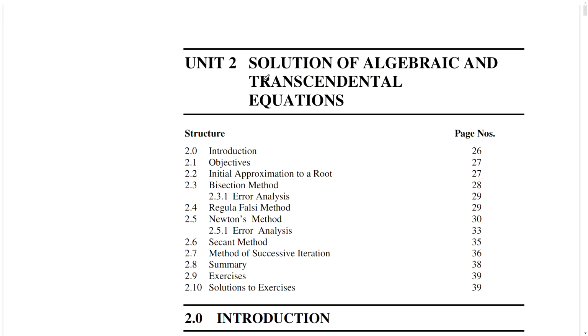Unit 2, Solution of Algebraic and Transcendental Equation. Structure: Introduction, Objectives, Initial Approximation to a Root, Bisection Method, Error Analysis, Regula Falsi Method, Newton's Method, Error Analysis, Secant Method, Method of Successive Iteration, Summary, Exercises, Solution to Exercises.